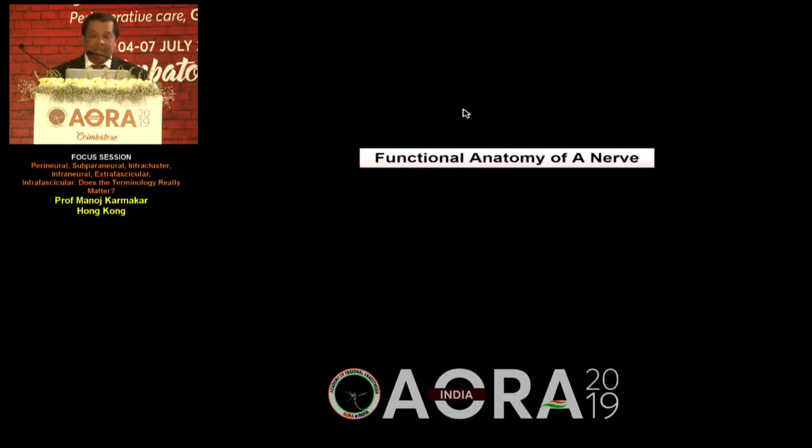Now, I think in order to understand these terminologies, we need to understand the functional anatomy of a nerve. Unfortunately, when it comes to the functional anatomy of the nerve, what's described in many textbooks is a very simplistic presentation. For this discussion, I'm going to use the sciatic nerve as my template because it's a large nerve and it's easier to understand. This may apply to most peripheral nerves around the body.